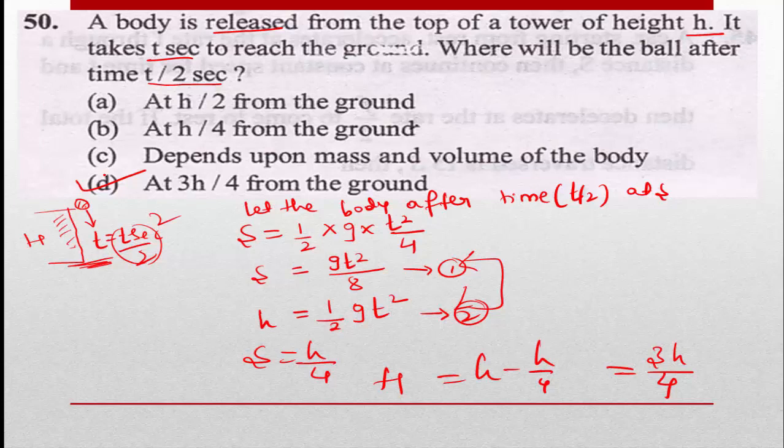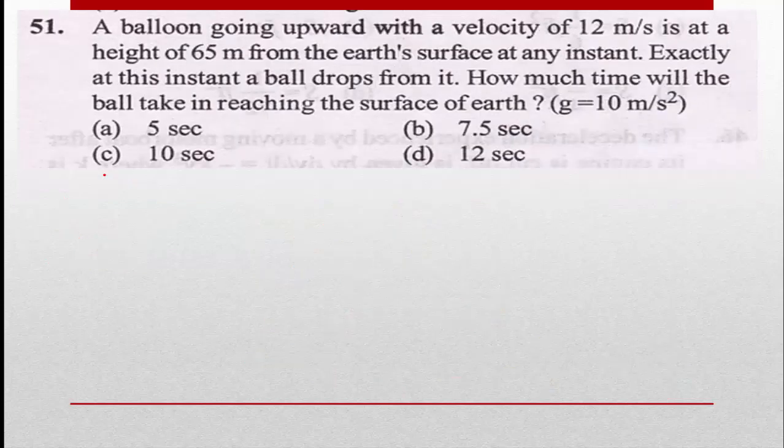Where will the ball be after time t by 2 seconds? It is at 3h divided by 4 from the ground. Option D is the right answer for this question.